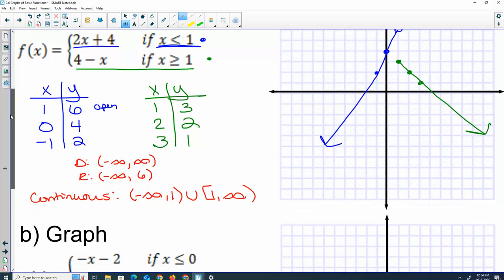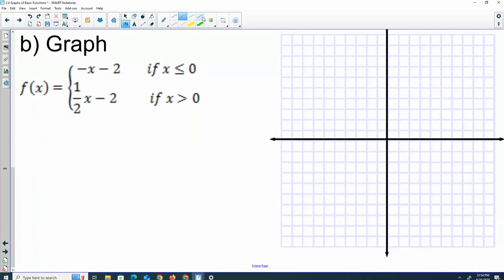Let's do one more of those. So if I make my t-chart, for the first piece, what would I need to plug in? 0. Is it going to be open or closed? Closed. I don't have to worry about that. And then what kind of x's do we need to put in? Has to be less than 0. So maybe -1 and -2.